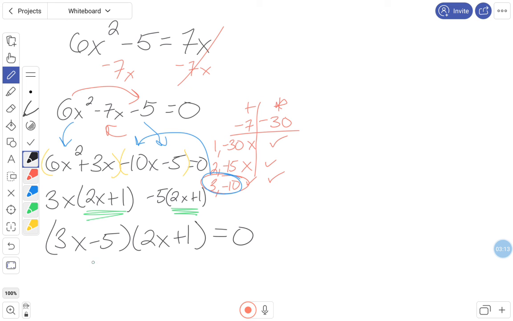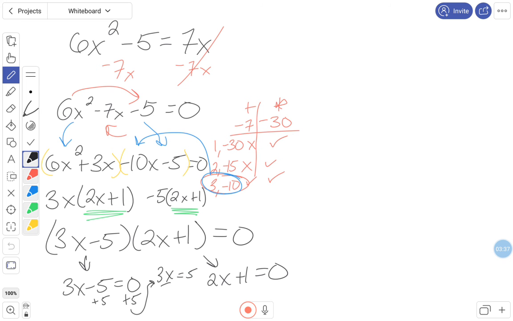So, just like we did last week, take the first set of parentheses and make it equal 0. Then take the second parentheses and make it equal 0. Now you can solve. Let's see, over here I need to add 5, and I'm pretty much out of space, aren't I? So I have 3x equals 5. If I divide by 3 on both sides, then x equals 5/3. By the way, you are going to want to leave these in improper fraction form.